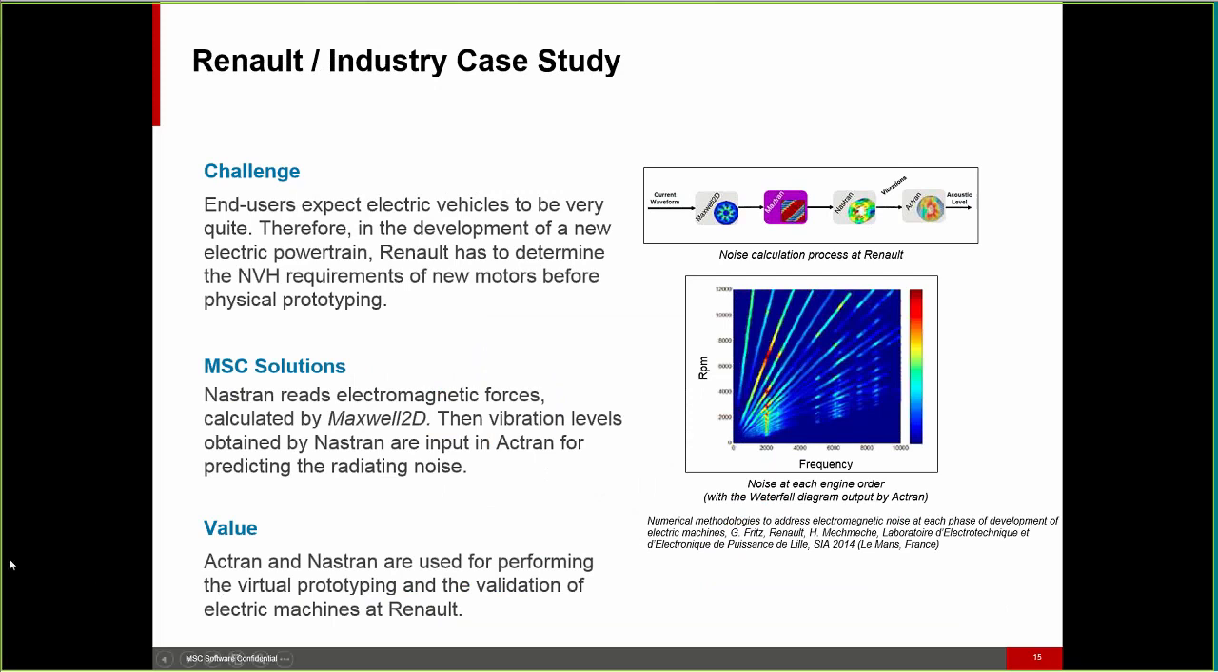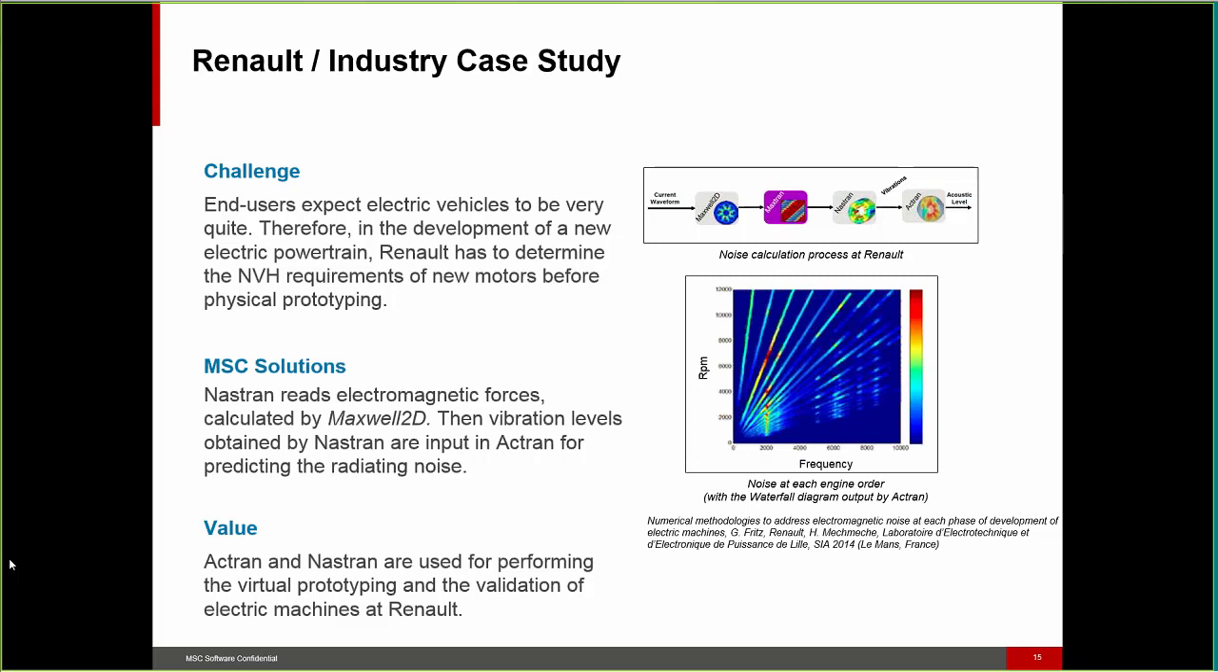I would like to mention a couple of case studies from our collaboration with other companies. The first case study is the one we did with Renault on electric vehicle noise simulation. We mentioned earlier that the challenge in electric vehicles is the absence of an internal combustion engine. It exposes other noise sources that were previously acceptable, for example, the motor noise.